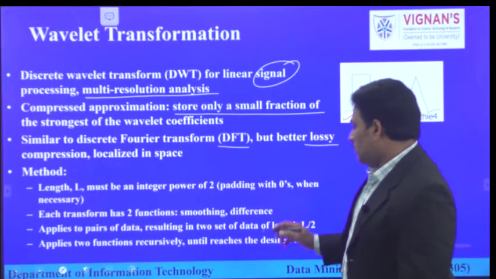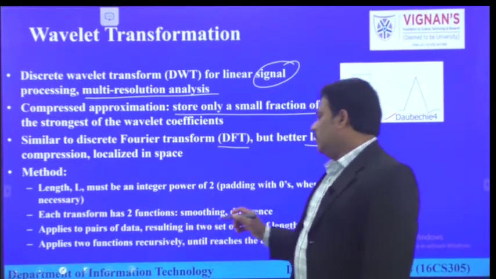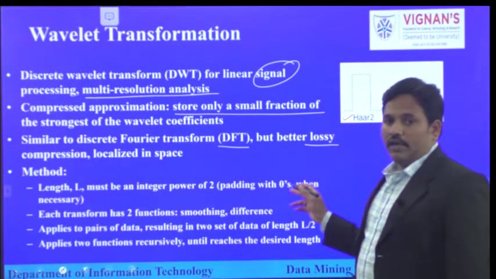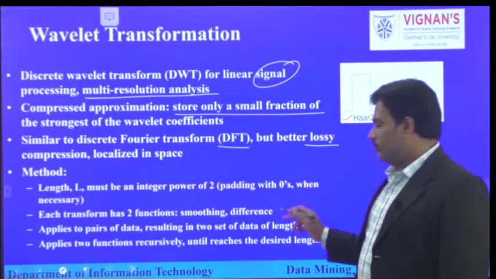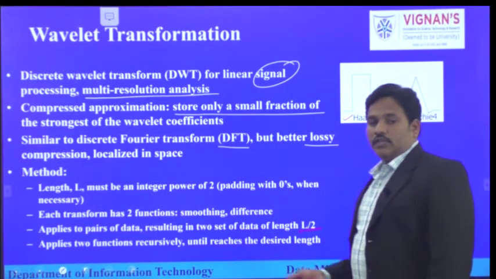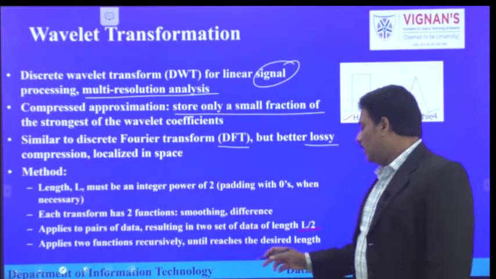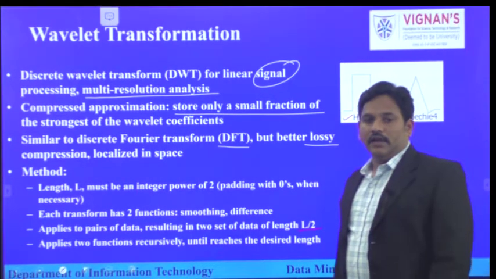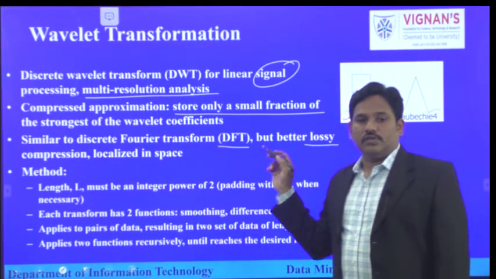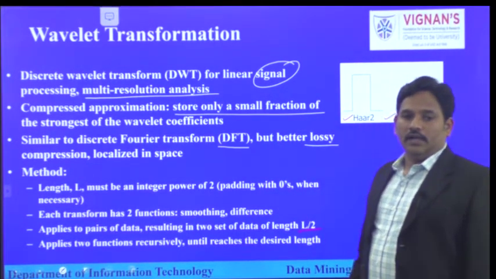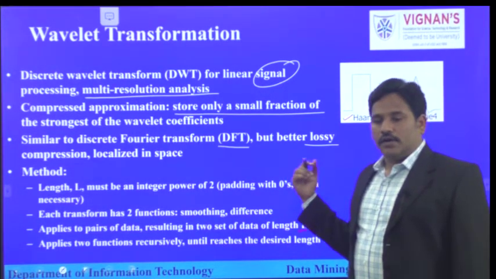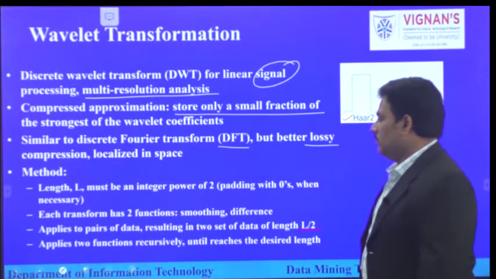And now in this approach, what are we going to apply? For every pair of data, two sets of data are taken, that is, the average of the two sets is taken by taking L by 2. Now these two functions are applied recursively until they reach the desired length. So as we discussed earlier, we start by applying the procedure to a small portion of the data, and the techniques are then applied recursively on the entire data set.